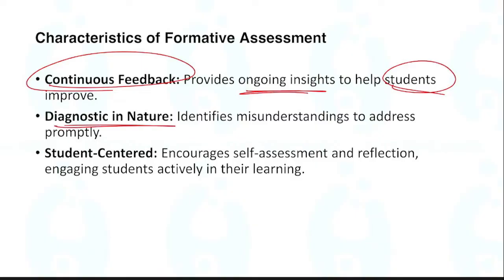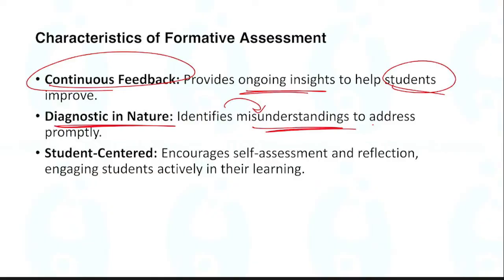Next is diagnostic. It is also diagnostic in nature, in the sense that it can reveal misunderstandings, okay. If the student has any misconceptions or misunderstanding about a certain topic, that can be understood while teaching itself, okay. So it can identify the misunderstandings initially, and they can be addressed promptly. Any learning gaps can be diagnosed and addressed promptly.